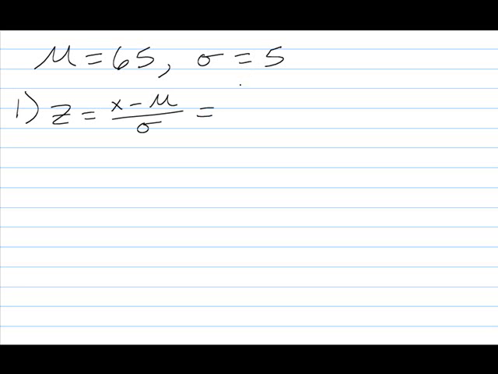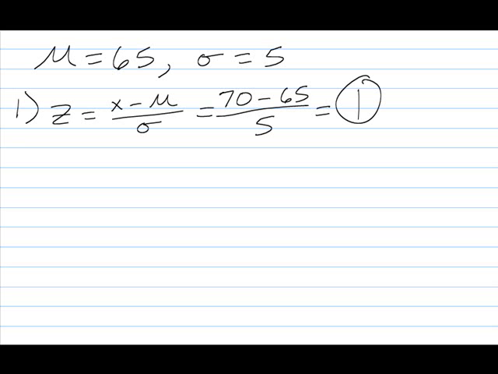So in this case, our x value, or our observation, the value we want to find the z-score for, is 70. We subtract our mean of 65, and we divide by 5. That gives you 5 over 5, or 1. So your z-score in this case is 1. That z-score represents that this observation of 70 is 1 standard deviation above the mean.